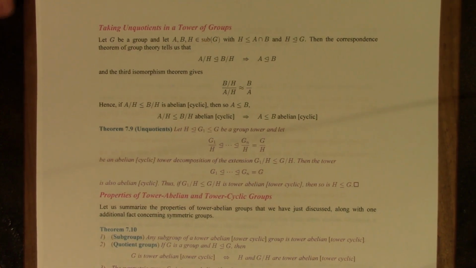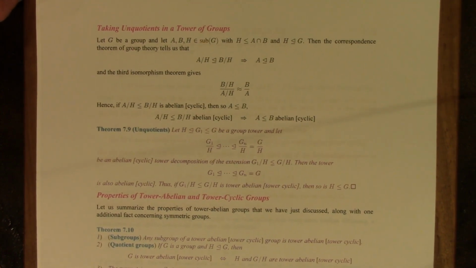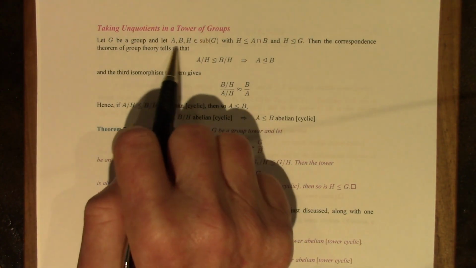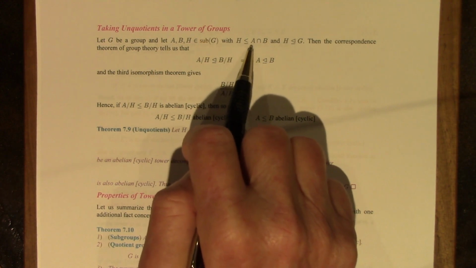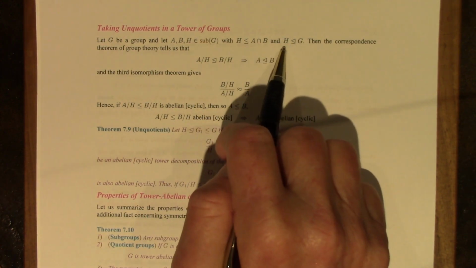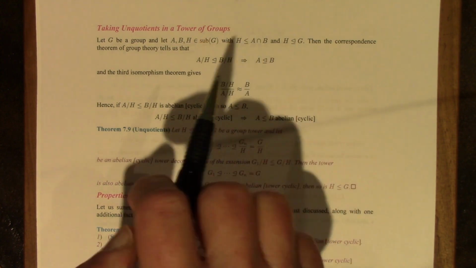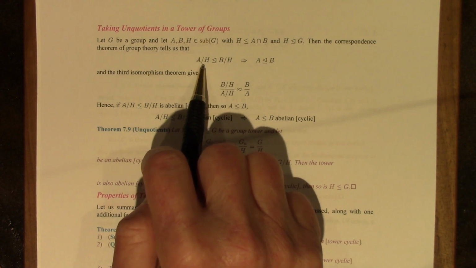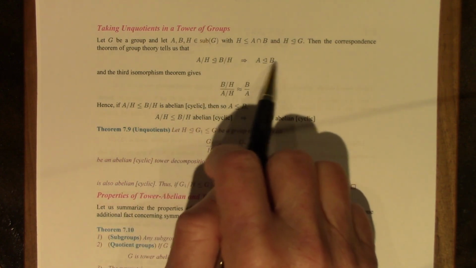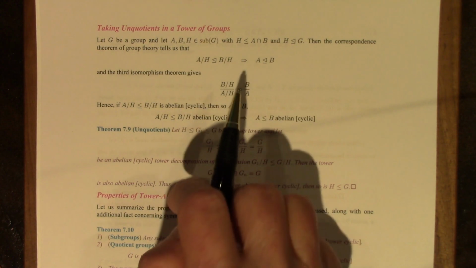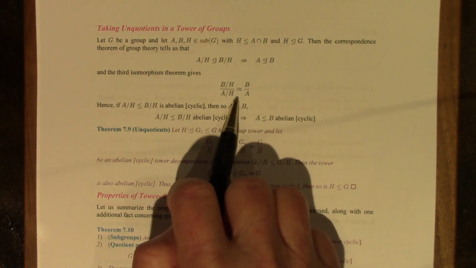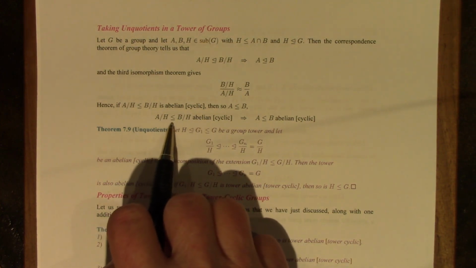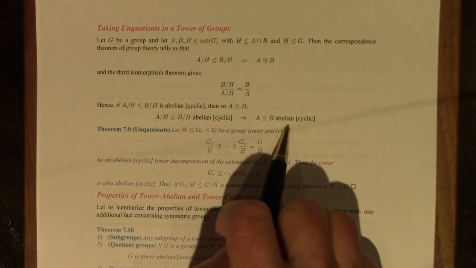And the third operation is unquotients. So suppose G is a group, A, B, and H are subgroups, H is contained in both A and B, and H is normal in G. The correspondence theorem of group theory tells us that if AH is normal in BH, then A is normal in B. The third isomorphism theorem gives us this. And so we have AH mod H, BH mod H abelian implies AB abelian.